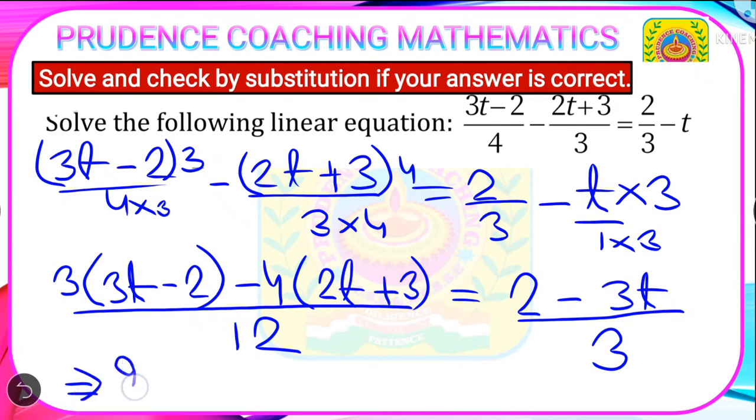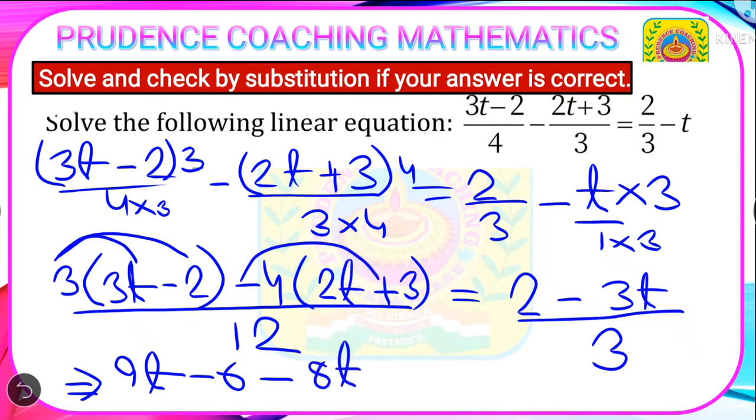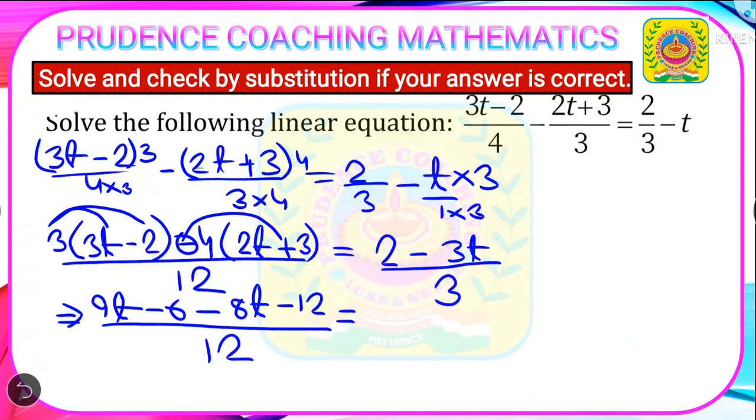So this one will be 9t minus 6, because 3 into 3t will be 9t, and 3 into minus 2 will be minus 6, minus 4 into 2t will be 8t, minus 8t, minus 4 into plus 3. Here you need to check minus 4 into plus 3. So this will be minus 12, because minus and plus, if we multiply, you will get minus sign, and 4 into 3 is 12. Denominator, so here you will get 2 minus 3t by 3. This 3 and this 12 can be cancelled. 3 1s are 3, 3 4s are 12.